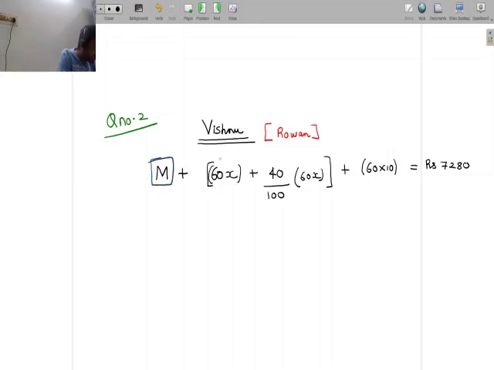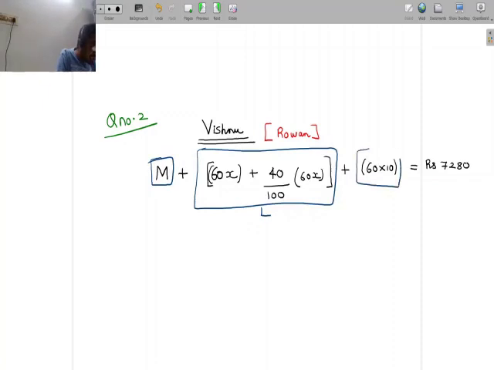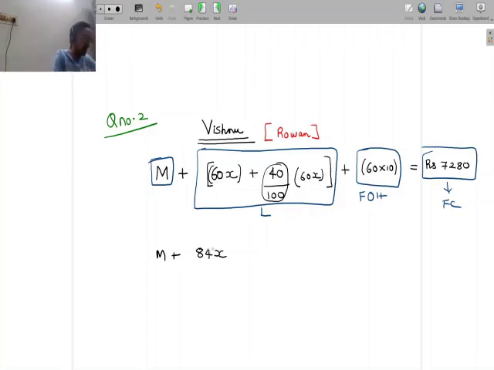Now let us just very quickly highlight the things here. M is the material cost, then everything put together is the labor cost. This entire thing put together is the factory overheads cost. Together you have what I call the factory cost. Now, before we go to the equation for Shiva, let's simplify this here. M plus 60x; 60x into 40%, 40 by 100 essentially works to 40%. 60x into 40% gives me 24x. 60x plus 24x gives me 84x. So let me simplify my entire labor cost to 84x plus 60 into 10, 600. This is going to give me 7,280.